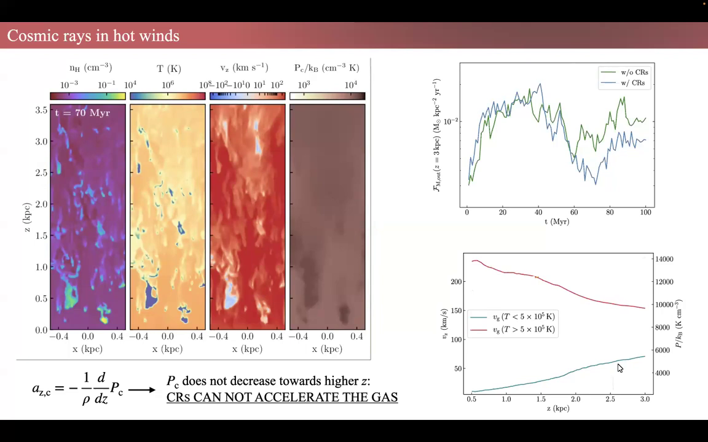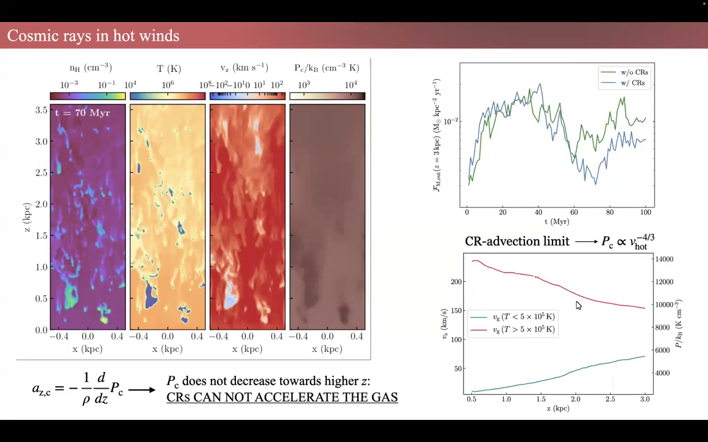You can see that the velocity of the warm component of the outflow increases with Z, because the warm component gains momentum from the hot component as they move away from the disk. On the other side, the velocity of the hot component of the outflow decreases with Z. Now, in this advection-dominated regime, the pressure of cosmic rays is inversely proportional to the velocity of the hot gas.